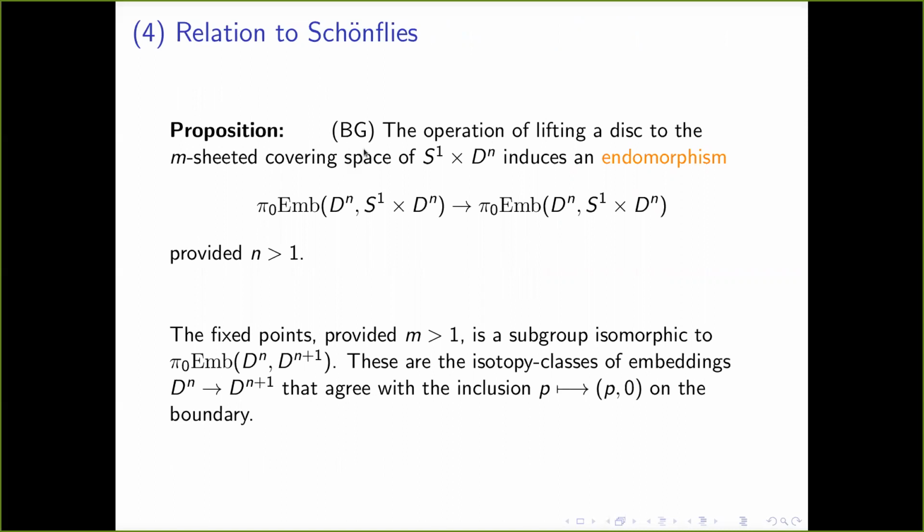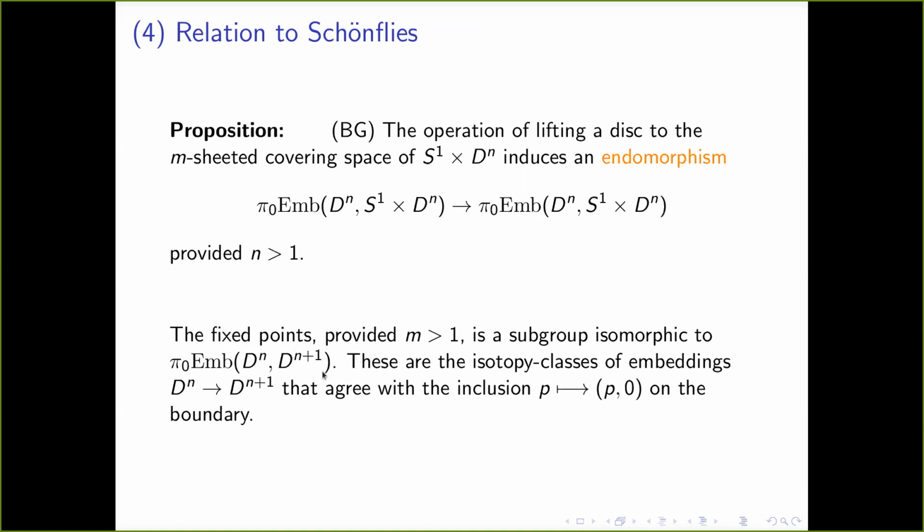So there's some cute observations. The operation of lifting a disk to a finite sheeted cover of S1 cross Dn is an endomorphism of these groups, provided n is greater than 1. When n is 1, it's a degenerate case, because the boundary sphere is not connected. The fixed points, provided n is greater than 1, form a subgroup isomorphic to pi0 of embeddings of Dn in Dn plus 1.